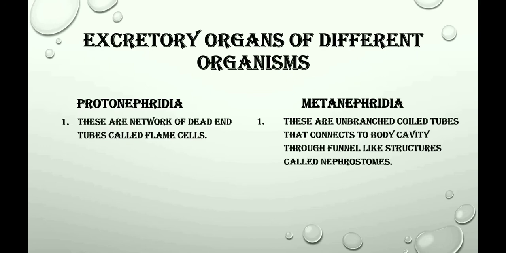Now, see, protonephridia are a network of dead end tubes, also called flame cells. Metanephridia are unbranched coiled tubes that connect to the body cavity through funnel-like structures, called nephrostomes. So, protonephridia contain flame cells and metanephridia contain nephrostomes.